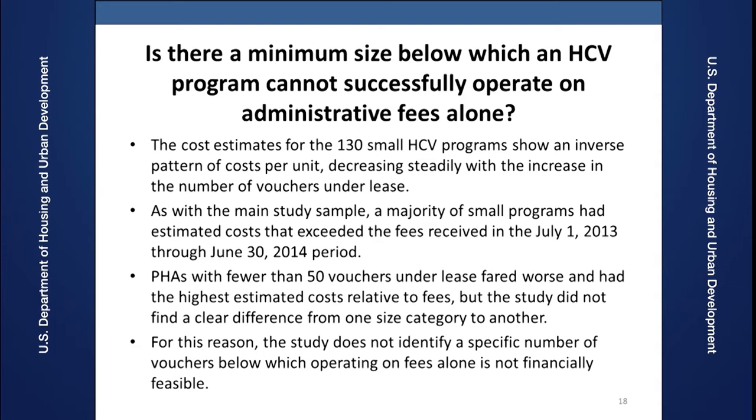We also didn't find, while we see a pattern of costs increasing as the number of vouchers goes down, a clear breaking point, which is what we had potentially expected to find, but it wasn't there. So we couldn't identify a specific number of vouchers below which operating on fees alone is not financially feasible. As I said, in most cases during this period, operating on fees alone was not financially feasible for most of the PHAs in the study.